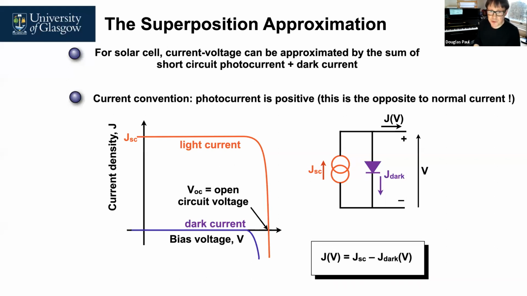Now the superposition approximation is that the actual current density that we measure as a function of voltage is the current density at the short circuit point at V equals 0 minus the dark current. So for instance, if I want to know the value here, the actual current flowing in a load or in a battery that we connect to this would be this value minus this value for a particular voltage on the circuit.